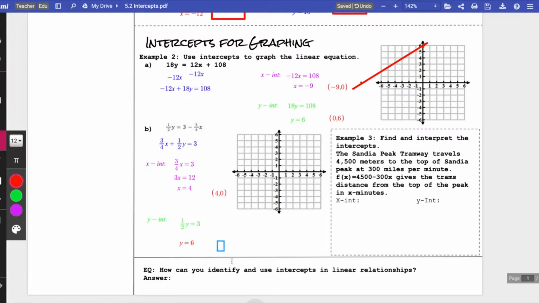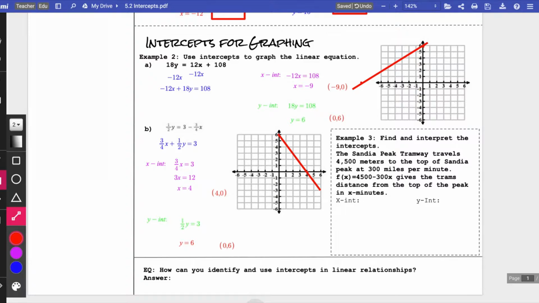So y is equal to 6, which means my y-intercept is at the point (0, 6). And just like last time, I'm going to graph these points. So I'm going to have a point at (4, 0), which is right here, a point at (0, 6), which is right there, and then connect the dots. And there we go. So that's how you graph linear equations.